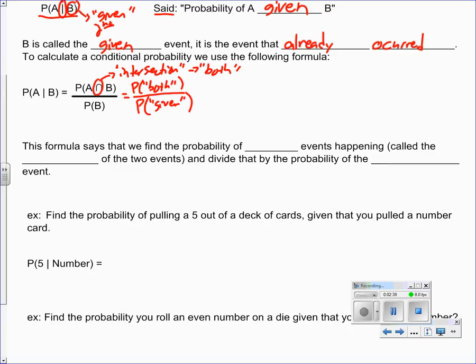Just gonna go through what that means. We find the probability of both events happening, and this is called the intersection. That's what that symbol means. The upside down U means intersection. And then we divide that by the probability of just the given event on its own.